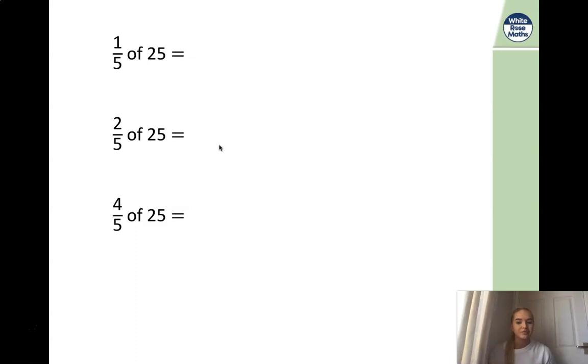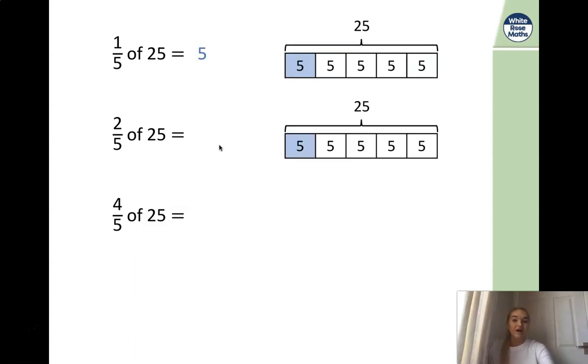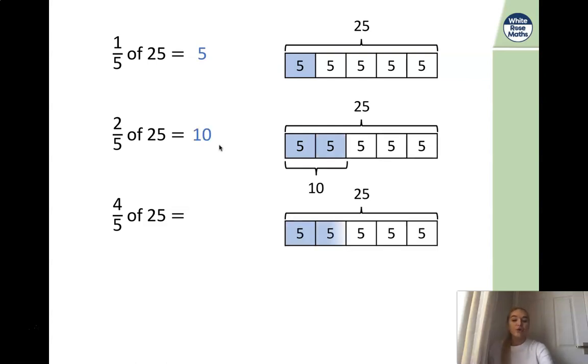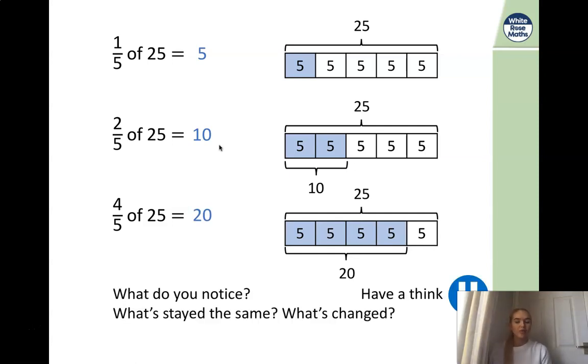Off you go. Okay, so if you think 1/5 of 25 is 5, 2/5 of 25 is 10, so 4/5 of 25 is 20. So what do you notice? What stayed the same and what's changed? Pause the video and have a think. Okay, so this time the whole number has stayed the same, the denominator has stayed the same, but my numerator has changed. Let's look at the relationship then. How do we get from 1 to 2?